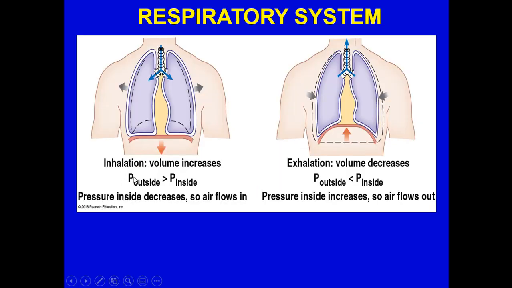Now, if the pressure on the outside is greater than the pressure on the inside, let's say I've increased my thoracic cavity, pressure is lower here, air is going to come in. The opposite, if I have decreased the thoracic cavity space, the diaphragm, notice, is now up, the ribs have relaxed, the pressure is greater here than on the outside, and so the air will flow outward.